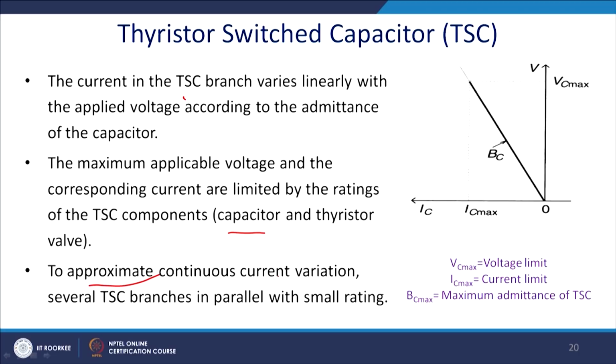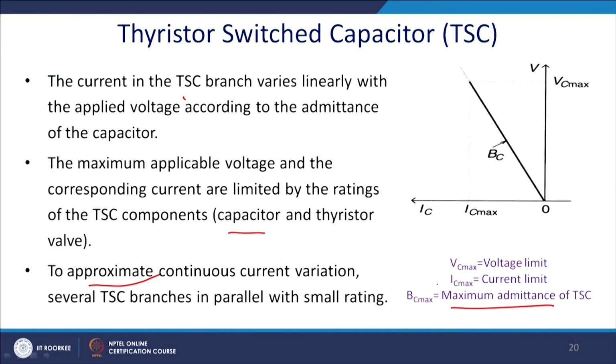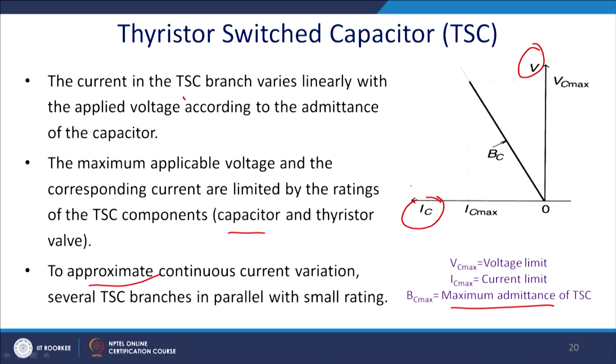To approximate continuous current variation, several branches of small TSCs can be placed, the same way as we have seen in the segmented TCR. So, Bmax will be given by this line. The tan theta of this line, this is the maximum voltage rating of the capacitor and the thyristors, and this is the current handling capability of the thyristors, and accordingly we can find out what should be the maximum admittance of the line.